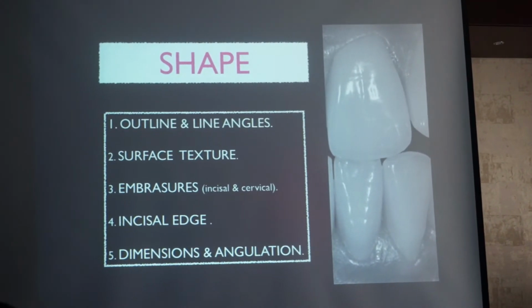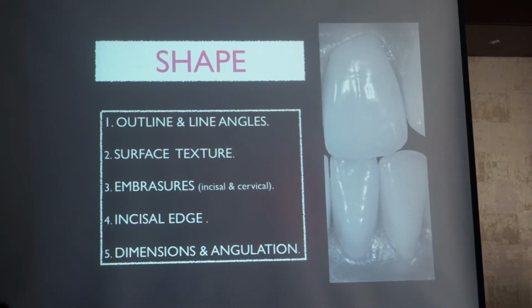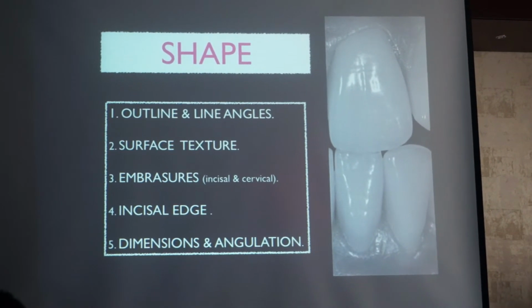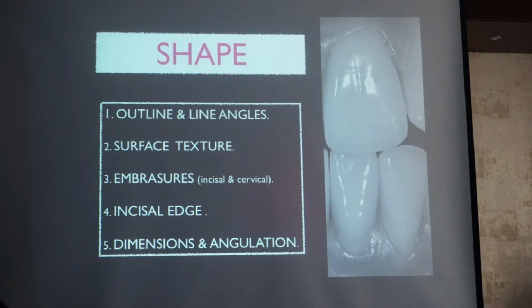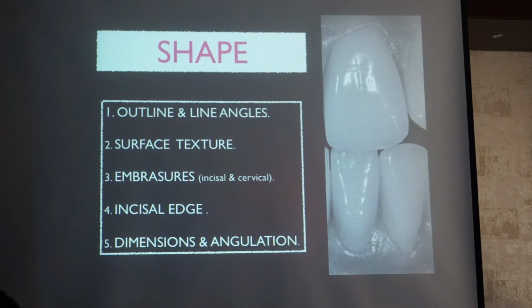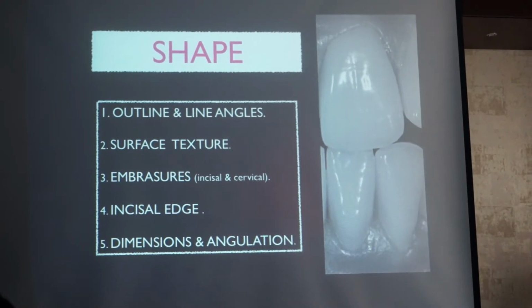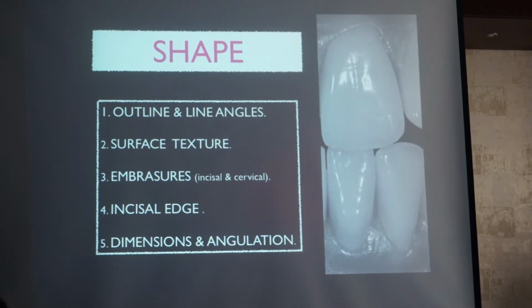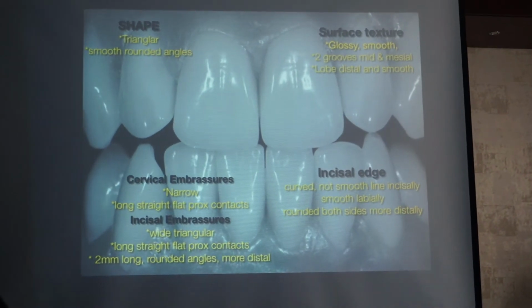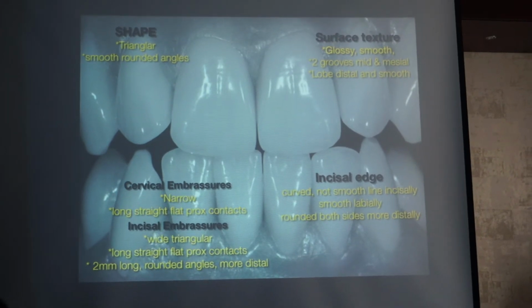With the shape and surface effect, you need a white and black photo. You show what the general outline is. Is it triangular, rectangular, square? Where are the line angles, surface texture, embrasures, incisal and cervical? You need to describe anything about the incisal edge. If the incisal edge has mamelons, if the incisal edge is flat, if the incisal edge is curved. Dimensions and angulations. Again, white and black photo. And it's easy to convert a colored photo to a white and black photo. Very easy, and you put your data on.